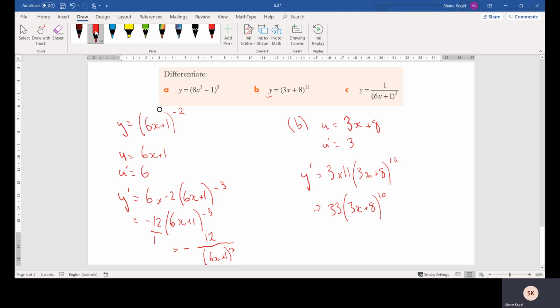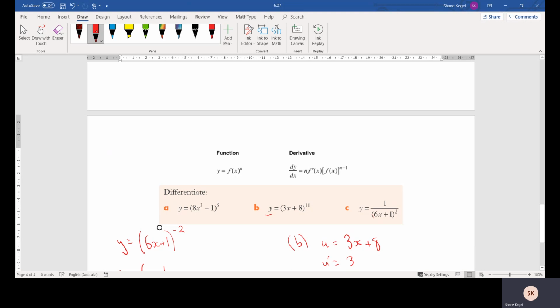And that's it. So good luck with the chain rule. Remember that you can locate it on your cheat sheet for upcoming tests, etc.